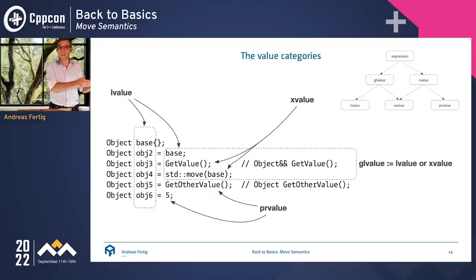In our case, we are assigning them to something. But this assignment here means that if our object has a move constructor or move assignment operator, that one will be picked because these are temporary objects.